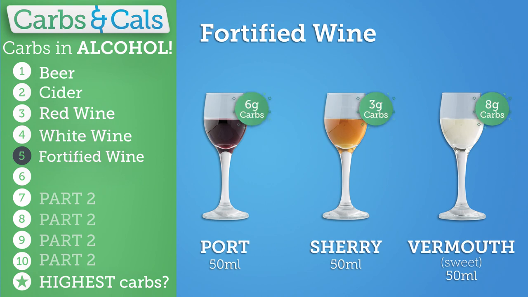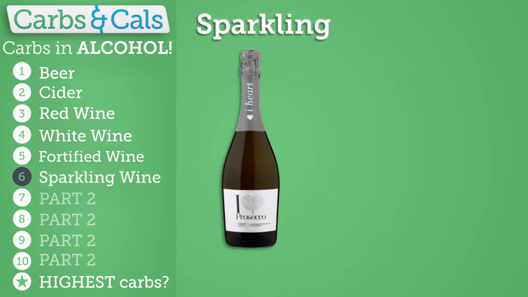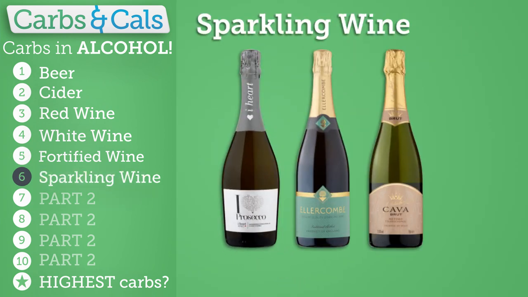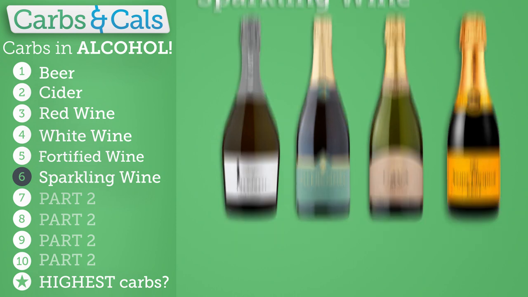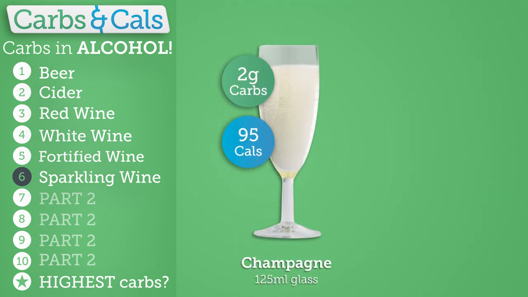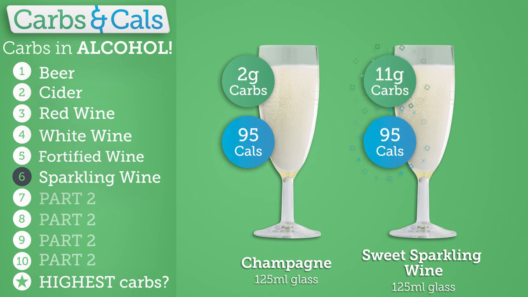There are lots of different styles, such as port, sherry, and vermouth. The standard measure is 50 ml, which contains 3 to 8 grams of carbs and 60 to 80 calories. Sparkling wine is a celebration favourite. Prosecco, English sparkling, cava and champagne, all packing a fizz. As with dry white wine, carbs are usually minimal, but sweeter sparkling wine does have more.